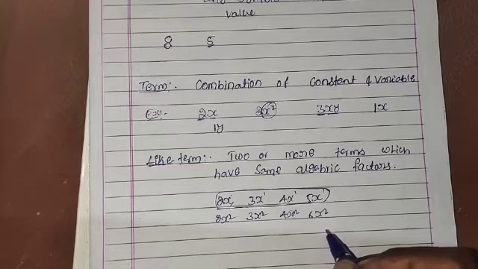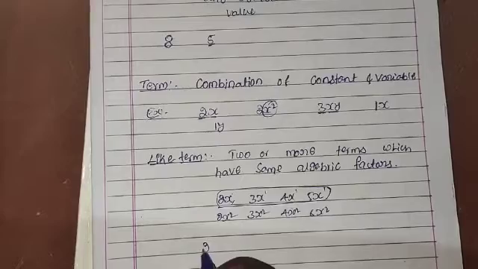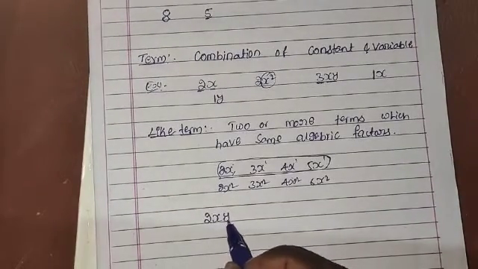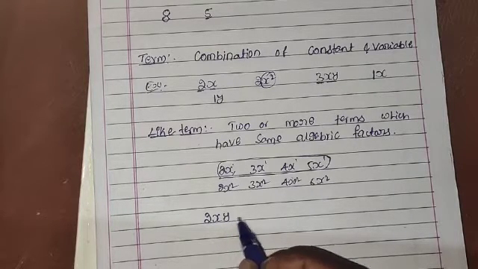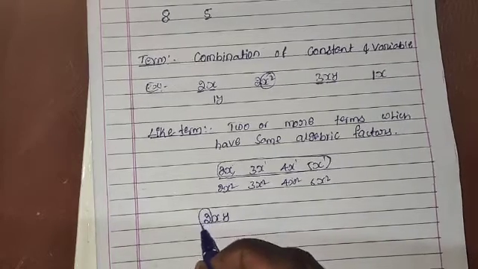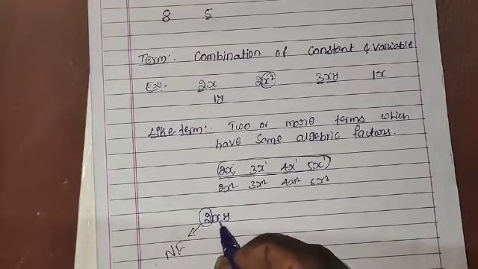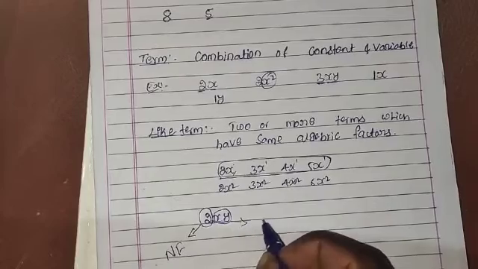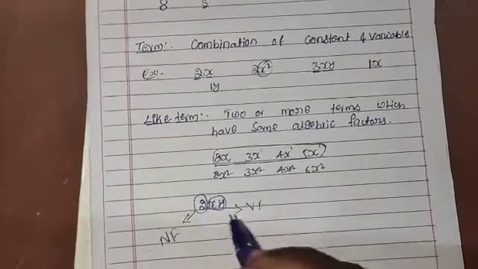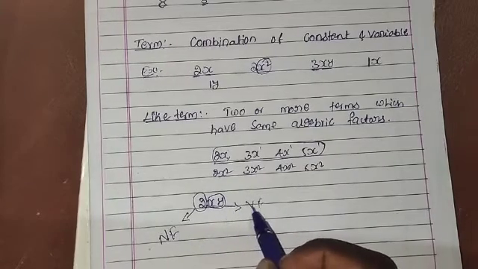A term has two factors. For example, take 2xy. The term 2xy has two factors: one is the numerical factor, and the other is the variable factor. The numerical factor means the constant. Here 2 is the numerical factor, and xy is called the variable factor. So a term has two factors: a numerical factor and a variable factor.